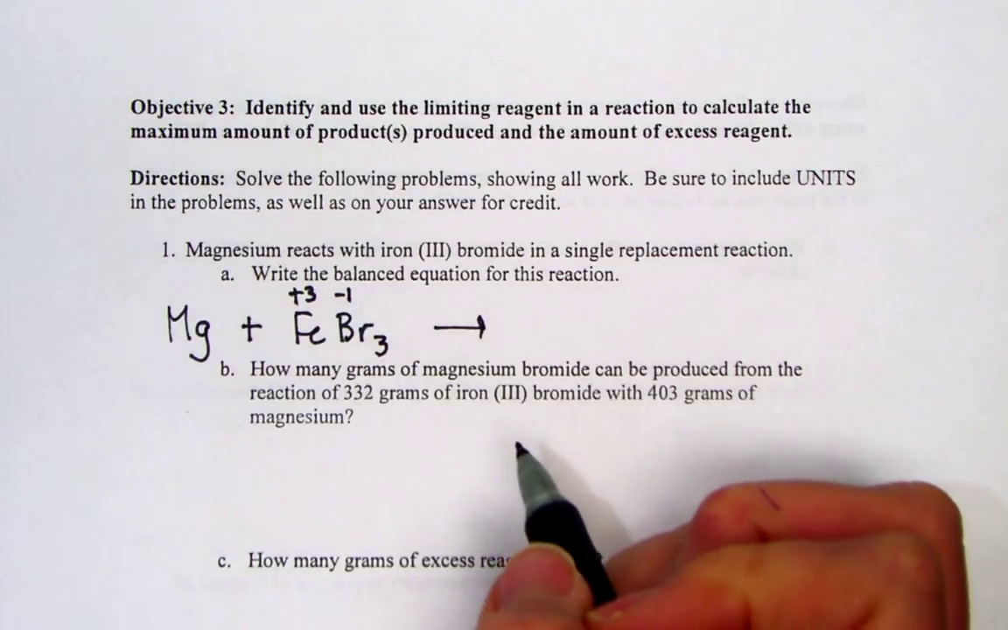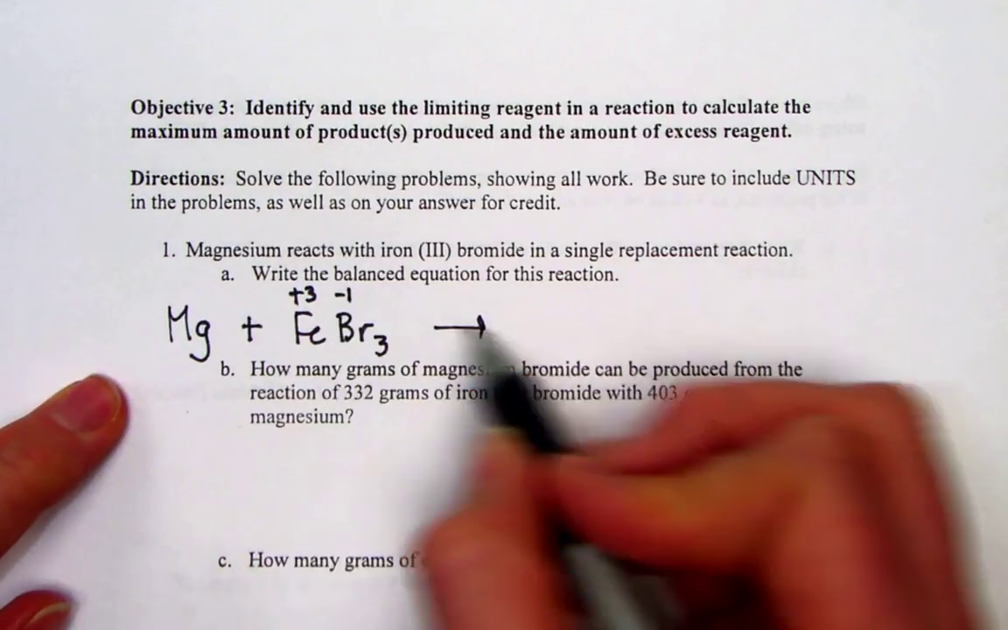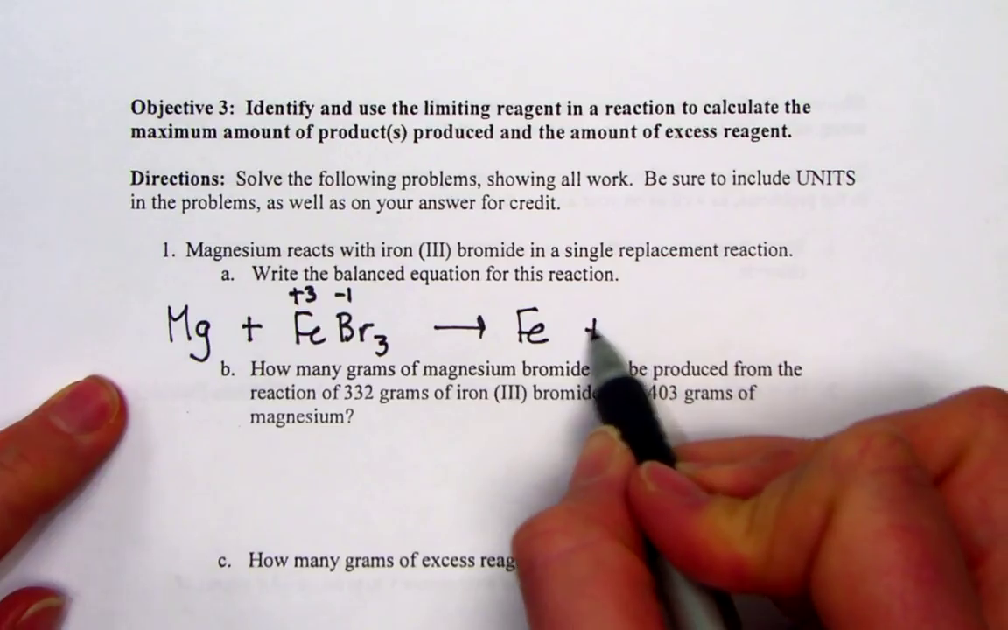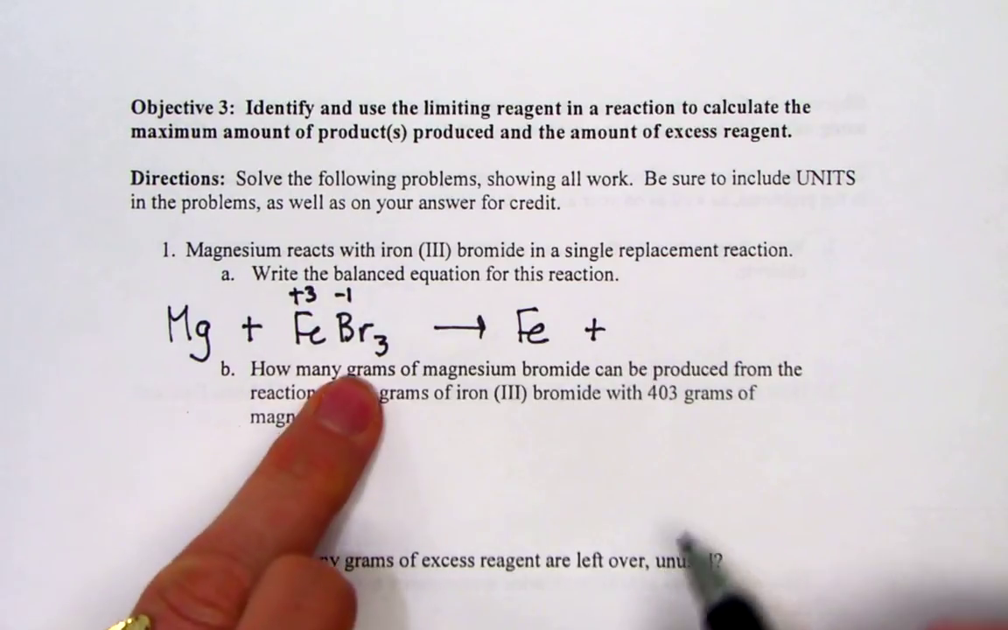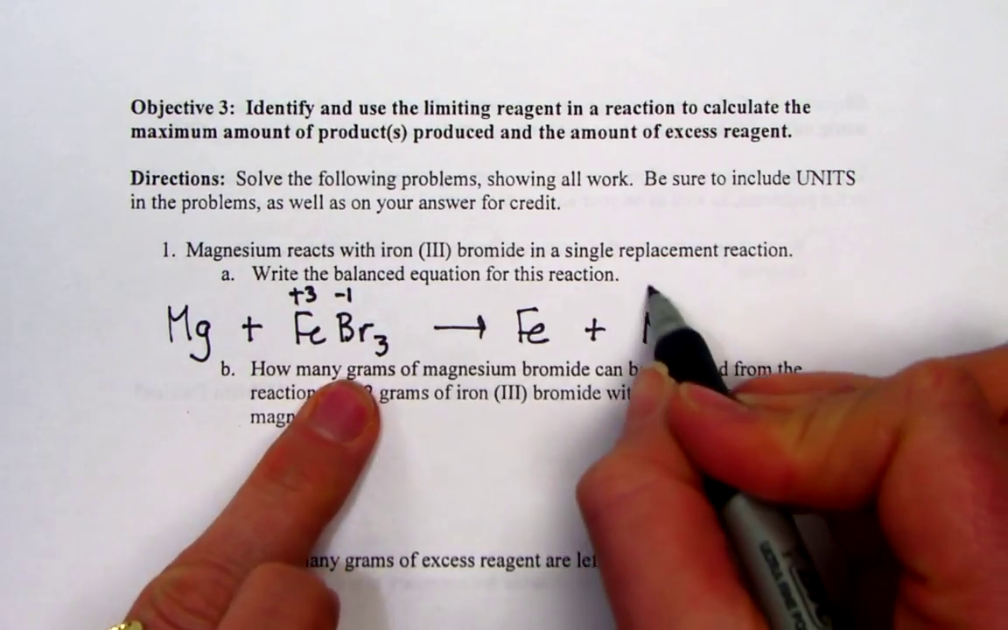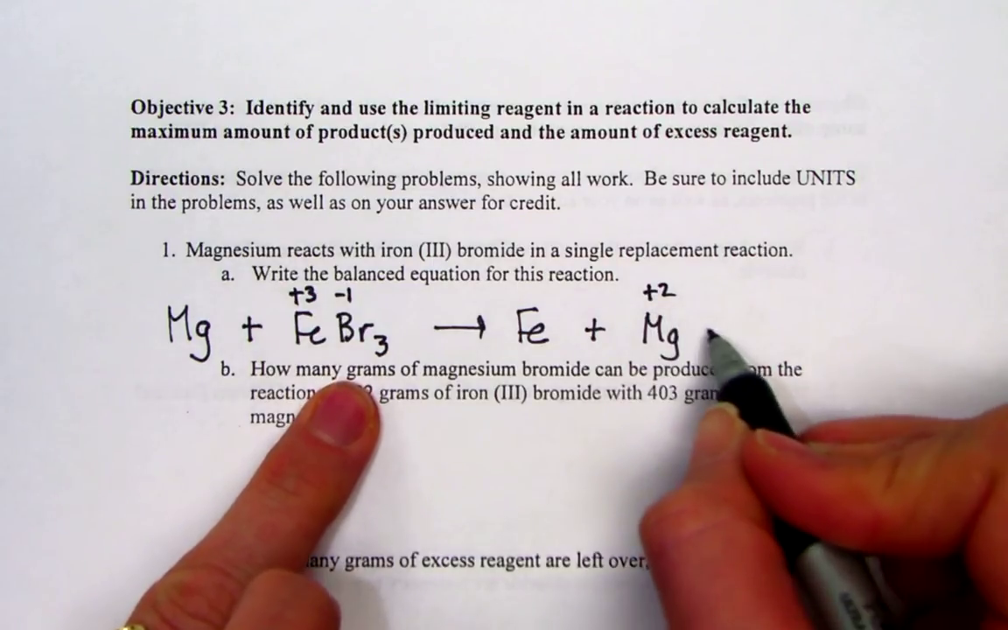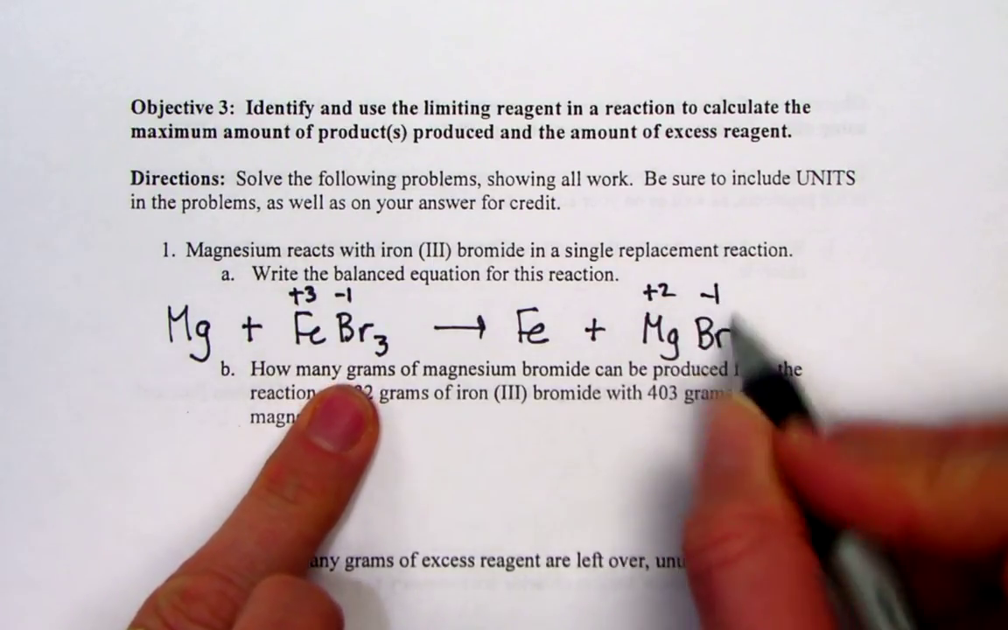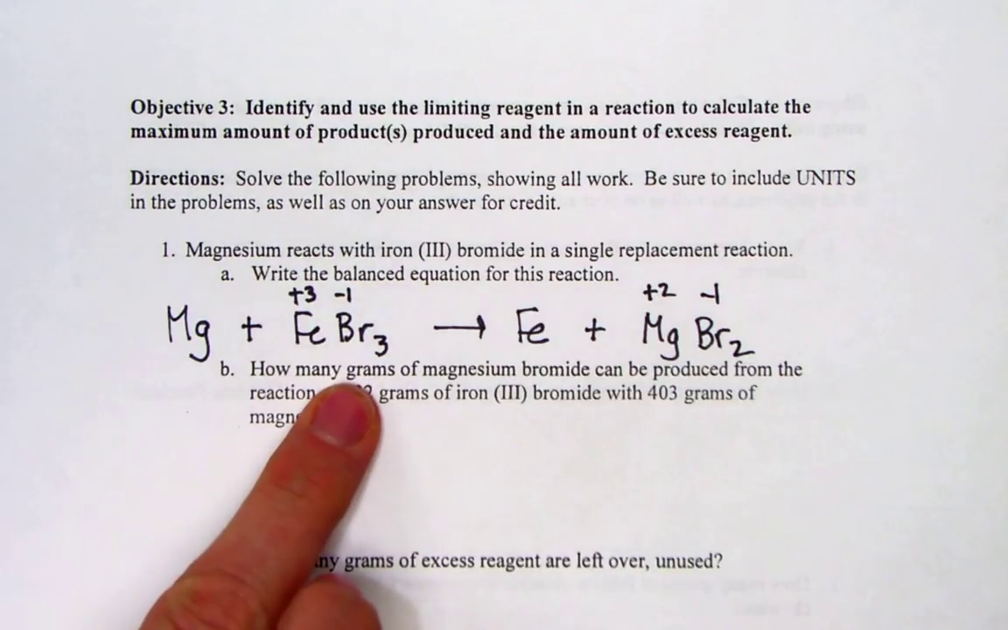Single displacement will tell me magnesium will kick out the iron, leaving iron now by itself, and grabbing onto the bromide, but hooking by charge. Magnesium, who carries a +2, bromide, who's still a -1, I crisscross, I get MgBr2.